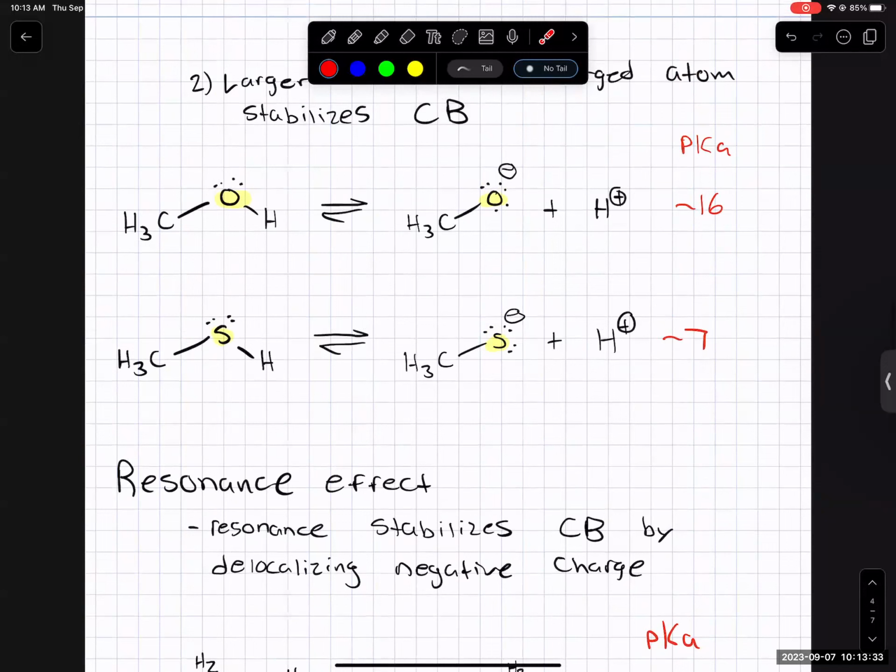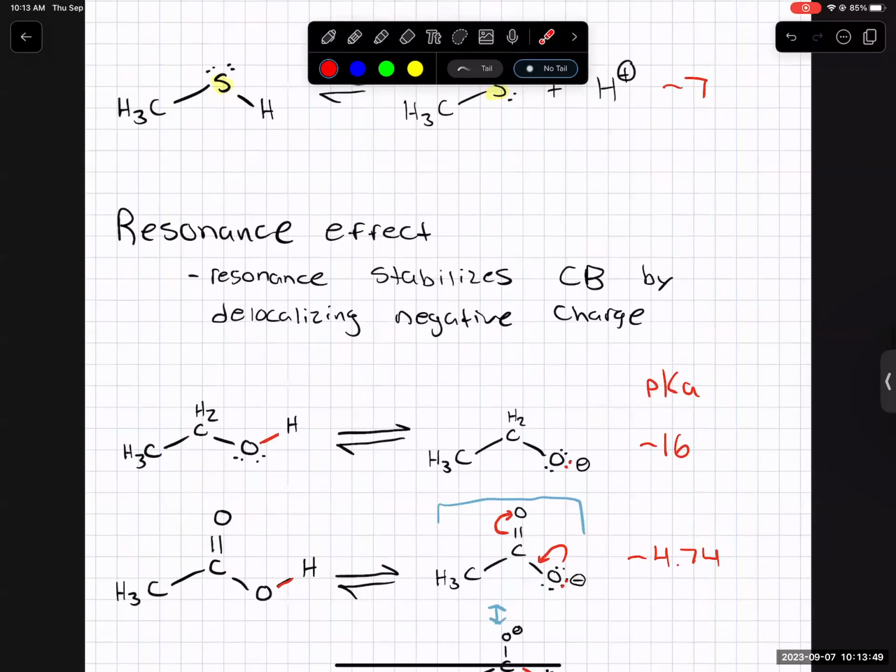So if you're comparing the bases, and they're almost identical, but one has just one more resonance structure, would you say that one is more stable? Yeah, exactly. So that's what we're going to get into next. The more resonance structures you can form, the more the negative charge is delocalized over even more atoms. So that's going to cause it to be more stable.